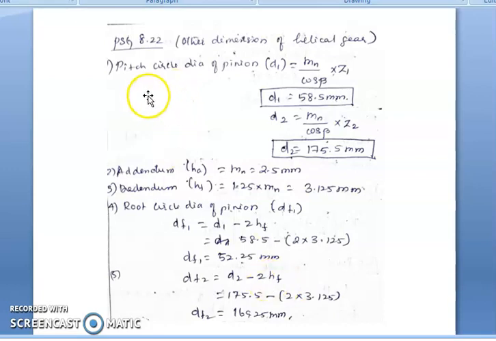By using page number 8.22, we can predict the other dimensions of the helical gears like the pitch circle diameter of the pinion, addendum, dedendum, root circle diameter of the pinion and root circle diameter of the gear. So likewise, we should find out all the dimensions of the gear drive and then summarize in a tabular form. Thank you.